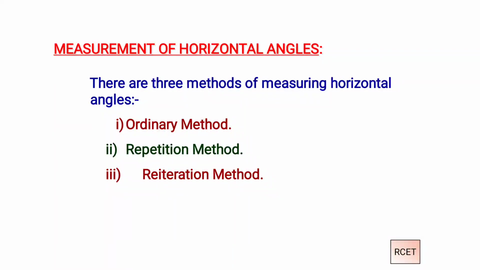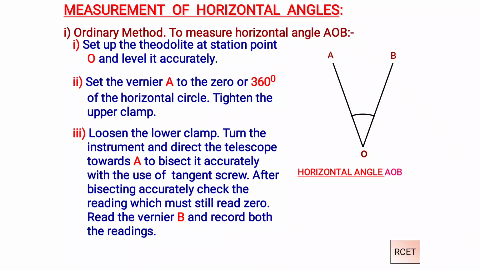There are three methods of measuring horizontal angles. The first one is the ordinary method, the second one is the repetition method, and the third one is the retraction method. In the ordinary method, to measure horizontal angle AOB, set up the theodolite at station point O and level it accurately. Set the vernier A to the 0 or 360 degree of the horizontal circle.